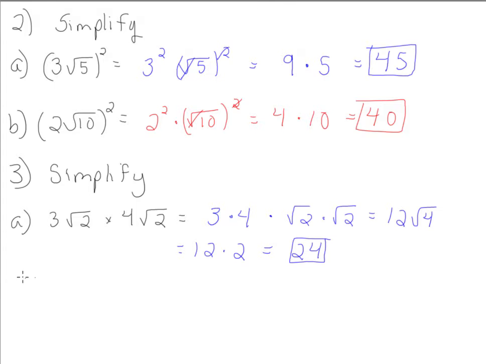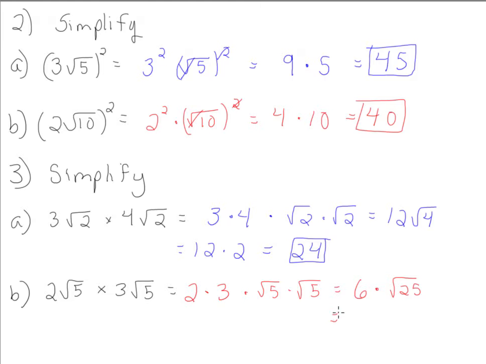Let's try another one like this. For example B, we have 2 the square root of 5 times 3 the square root of 5. Putting our like terms together, the whole numbers are 2 times 3, and then we have times the square root of 5 times the square root of 5, which is equal to 6 times, well, square root of 5 times square root of 5 is square root of 25, and the square root of 25 is simply 5, so our final answer is 30.